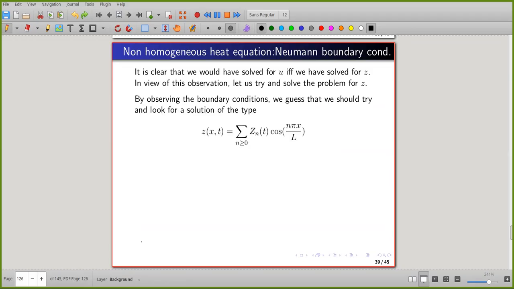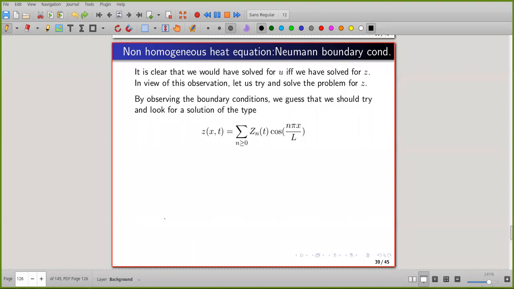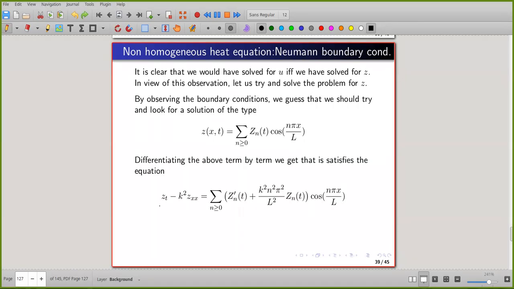And once again, by observing the boundary conditions, these two conditions, right? This condition and this condition, we are taking the derivative with respect to x over here. So it is our guess that we should look at a series of this type. So let's compute, we differentiate term by term, and when we look at z_t minus k squared z_xx, we get this thing times cos n pi x. And this thing should be equal to g of x comma t, right?